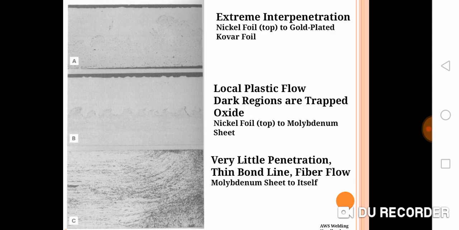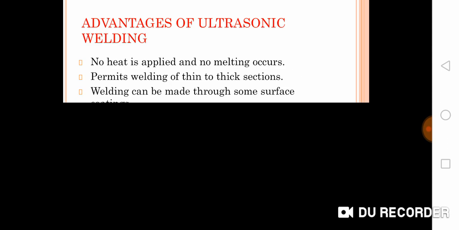Now these are some macro images of the welding showing the different conditions. You can see some local plastic flow, some trapped oxides. All these are some expanded views of the weldment.